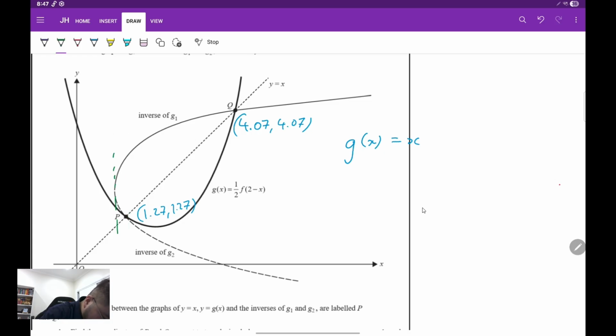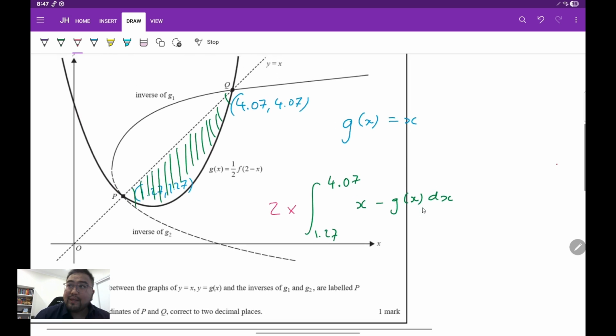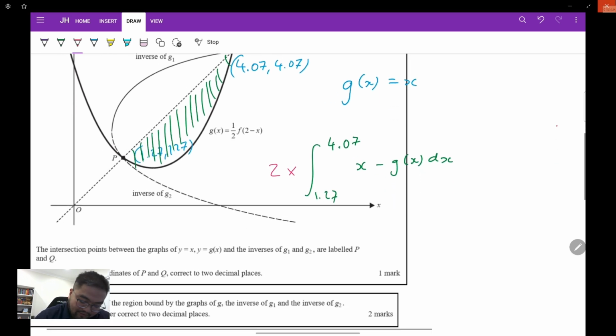So I want to use the symmetrical property, and if I know what is the integral from 1.27 to 4.07, and the top equation is x, and I'm subtracting the bottom equation, which is g of x, dx, I can just multiply that by 2 because I've got two of the same areas. And in this case, when you do that, you should get roughly around 5.56 units squared.